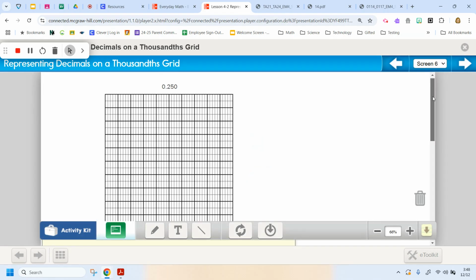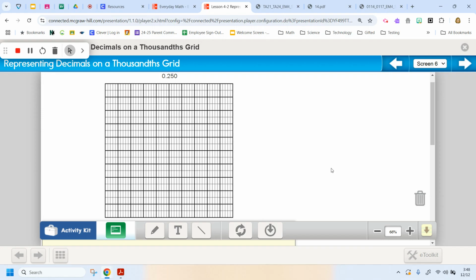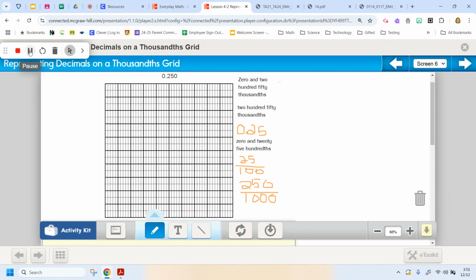Ooh, tricky this one. All right, so I would like you to pause the video and come up with a few names that you could call this decimal, some equivalent names in the margin of your paper. Let's see. All right, let's look at all the names that we came up with.